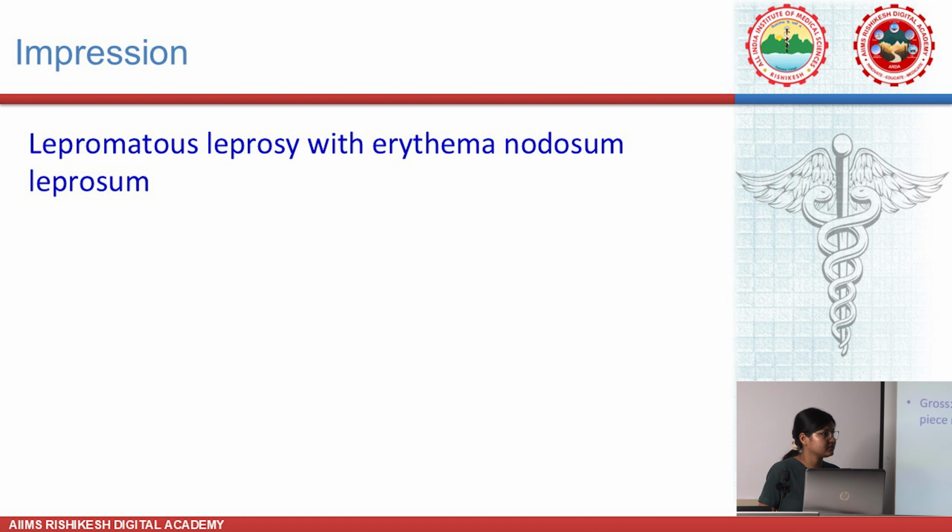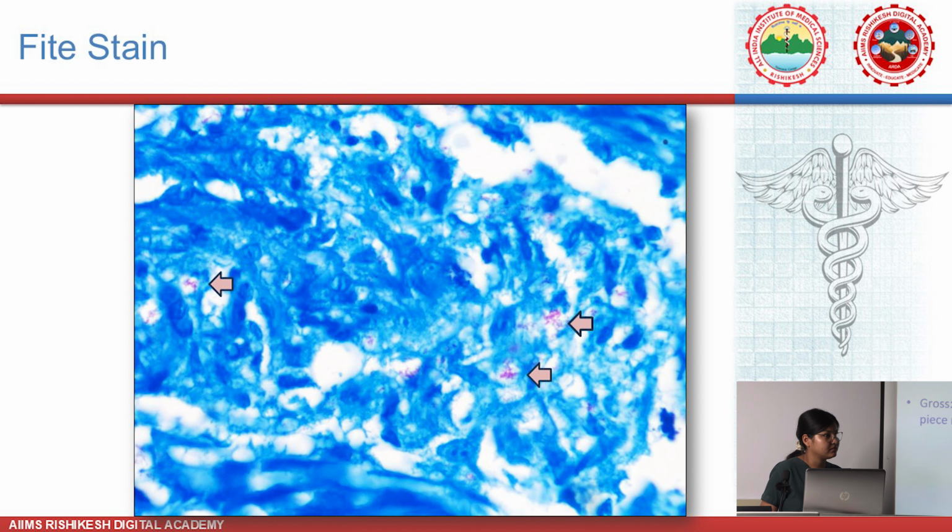How are they morphologically very different from Mycobacterium tuberculosis? Basically, these are clusters of leprae. These arrows are not showing a single bacterium. They are clusters. Basically, they are forming globi of these lepromatous leprae bacilli.